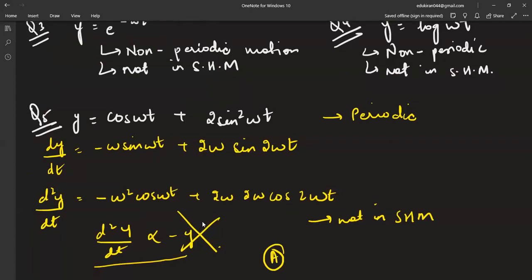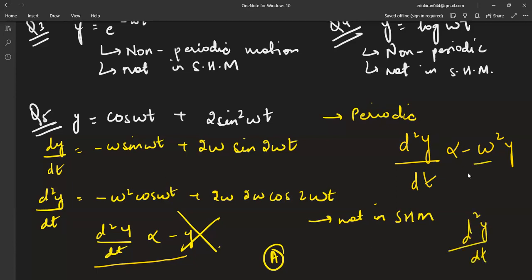Okay, you are asking if d square y by dt square is directly proportional to omega square, is it satisfying? Yes, ma'am. No. See, if this is there along with y, this has to be present: d square y by dt square, not just omega square. This has to be present with y. If it is present with y, then only it is called SHM.